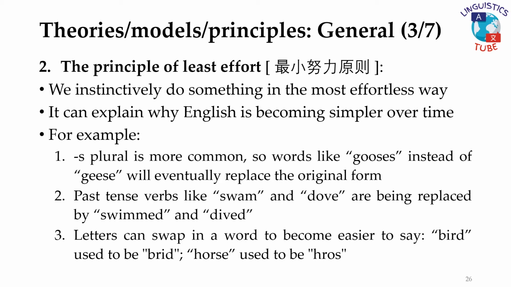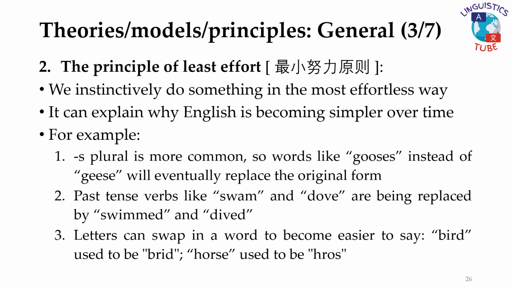Next is the principle of least effort. This theory states that if an animal, person, or even a machine must do something, it instinctively does it in the most effortless way. This theory can explain a variety of phenomena, but it is commonly used to explain why English is becoming simpler over time.